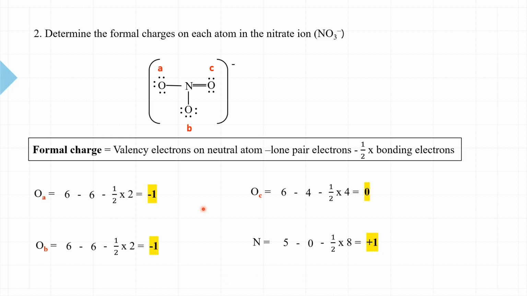Now you can clearly see if you add all the charges together, negative 1 and positive 1 cancel, then the overall charge is negative 1. So that charge is indicated on the ion NO3, the net charge is negative 1.